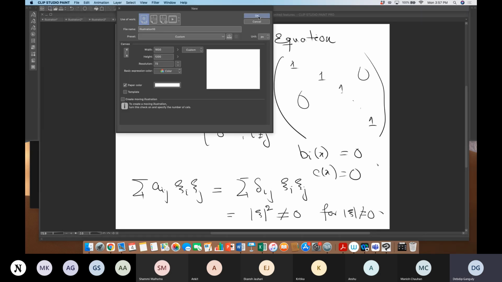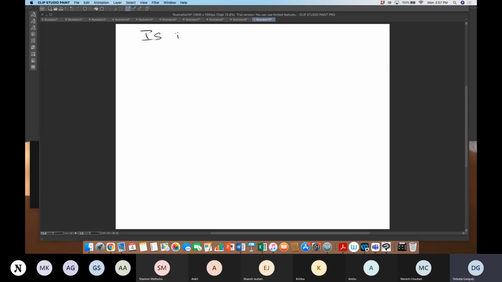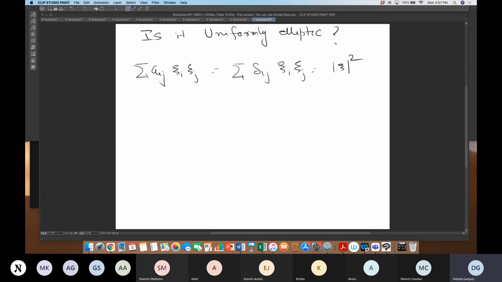Now you tell me, is it uniformly elliptic? Is it uniformly elliptic? Just think again. Yes, sir. a_ij xi_i xi_j, that is summation delta_ij xi_i xi_j. This is |xi|^2. Is this uniformly elliptic?